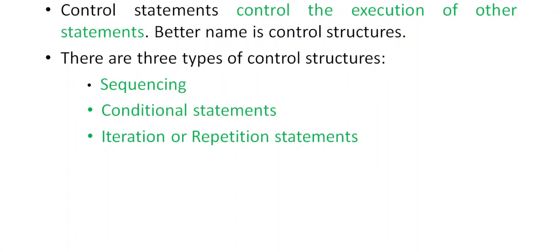We'll study different control structures later. But statements which control the execution of other statements are called control statements. Three types are there: sequencing, conditional statements, and iteration or repetition statements. These are called structured programming concepts. We'll study them as part of control structures later.